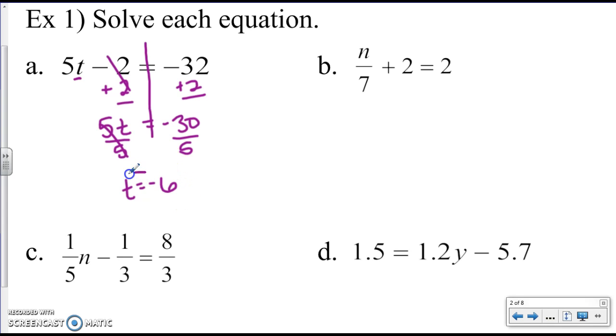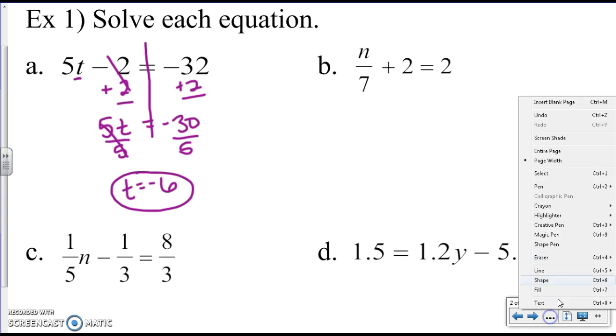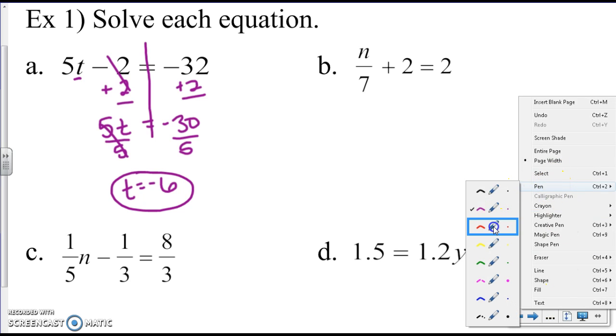Okay. Now to check this, what you could do is plug this in and do negative 6 times 5, which is negative 30, minus 2, which is negative 32. So it works. We're in good shape. Okay, so let's do another one that's very similar.